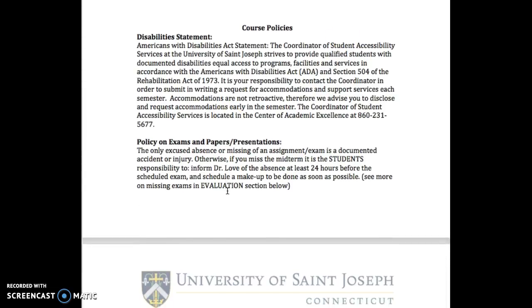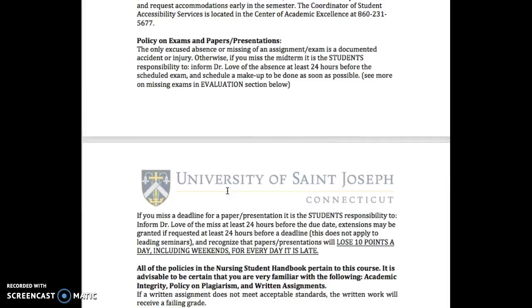The policy on exams and papers and presentations. So obviously if you've had an accident or there's been an injury, those are excused absences by the university. Other things that might fall in there are if you have a spouse, a child, or a parent that's sick, if you've been mandated to work three 12-hour shifts in a row, or you have a bunch of other classes that are keeping you busy. Those are all completely valid reasons, but they're not official excused absences.